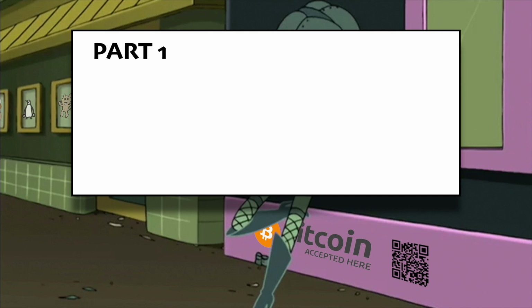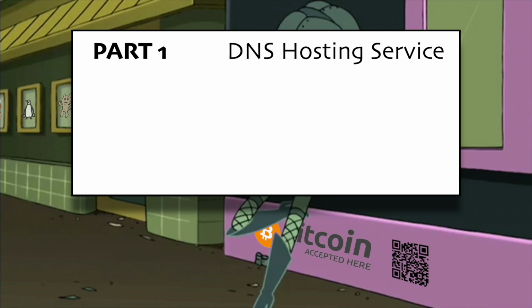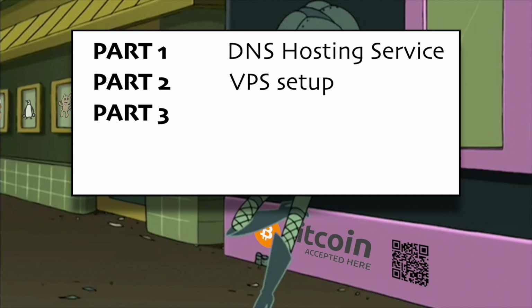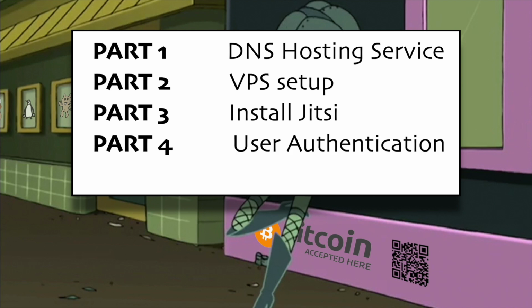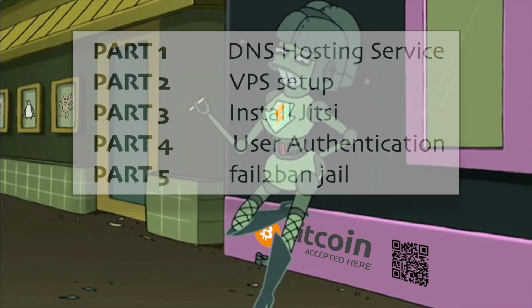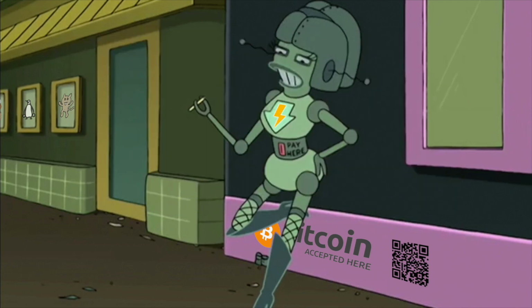In part 1, I will get a domain name, for free, from a DNS hosting service provider. In part 2, I will set up the VPS with Ubuntu server. In part 3, I will install Jitsi. In part 4, I will enable password authentication, so that only I can start conversations on my server. And in part 5, I will protect the server from login brute force attacks. Let's go!